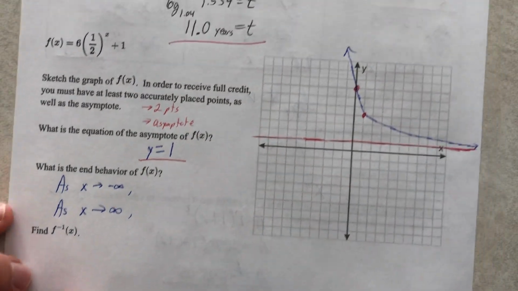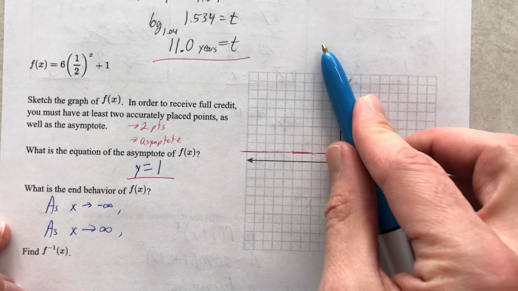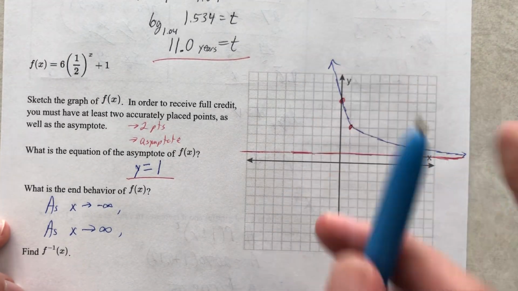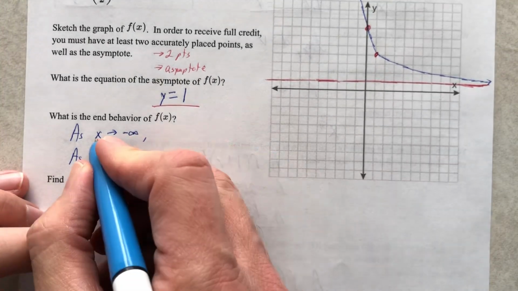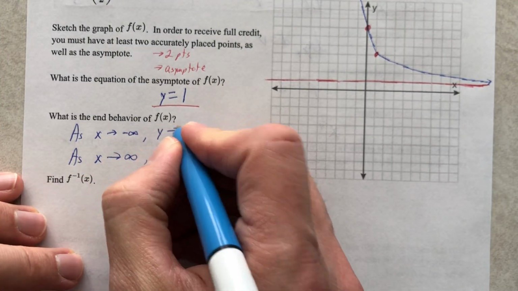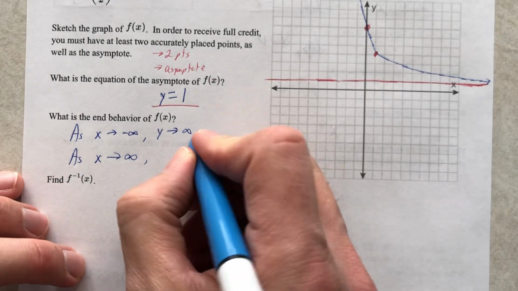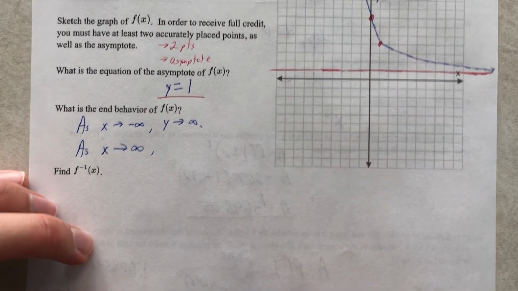So let's go all the way to the left. If I go all the way to the left, what happens to the graph? Well, it goes up, and I mean it goes up real fast. So as x approaches negative infinity, y approaches, well, it goes up, positive infinity. That sentence, worth 4.5 points.